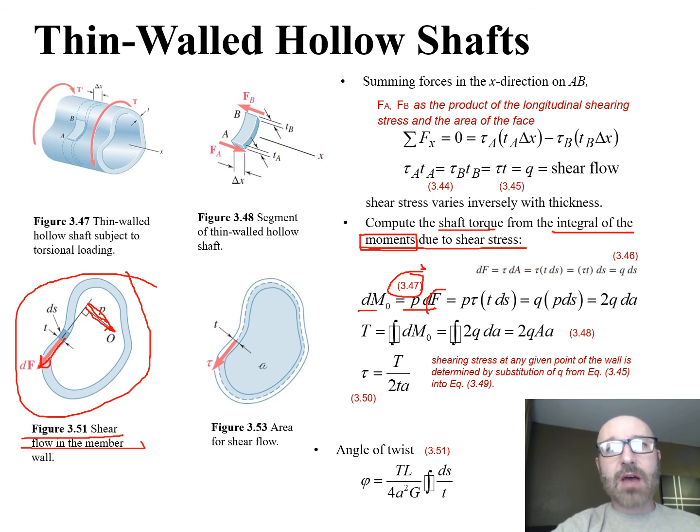Well, what is our dF? dF is equal to our tau dA, which is equal to tau times t ds, which is equal to q ds. And this all comes from equation 3.46 back in our textbook.